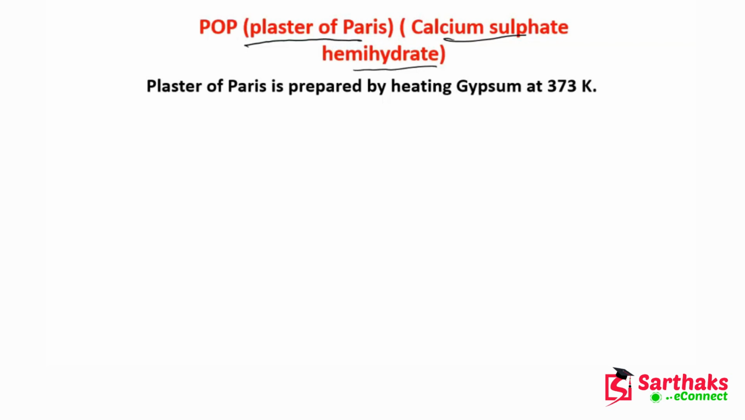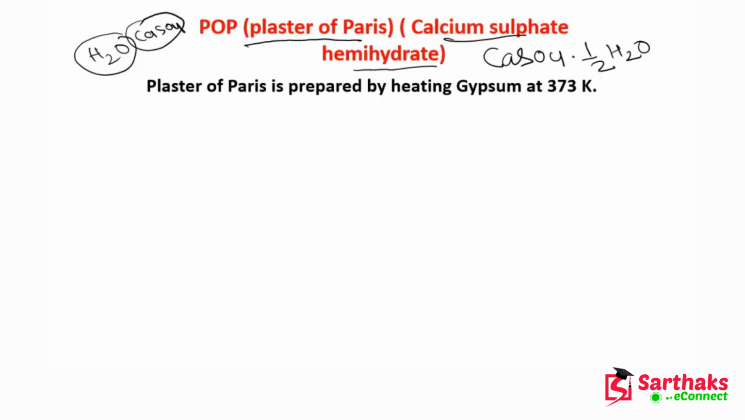How is it written? It is written like this: calcium sulfate·½H2O. This is hemihydrate. Now guys, we will see how this is possible. Basically, one H2O molecule is shared between two calcium sulfate molecules, like this.